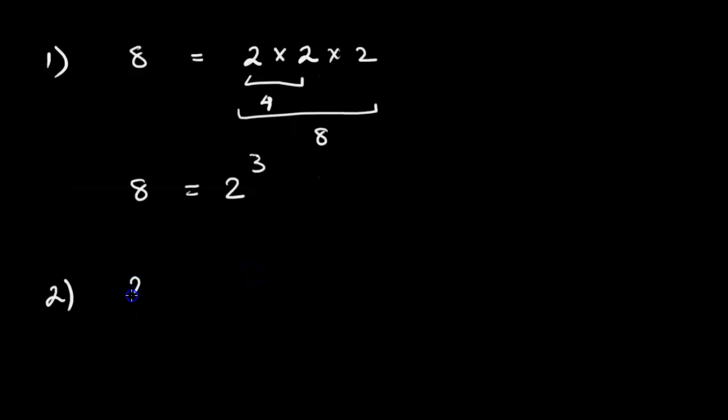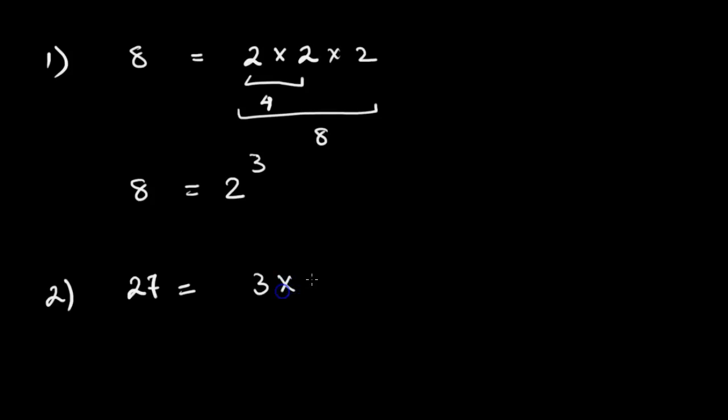Let's take up another question just for the sake of practice. If we have to write 27 in the exponent form, always remember, if a number is an odd number, we need not try it for 2, because definitely 2 is not going to give us an odd number when multiplied with itself. So let's try 3.